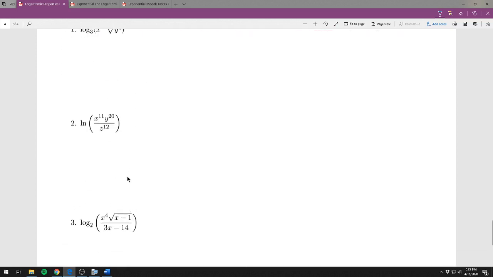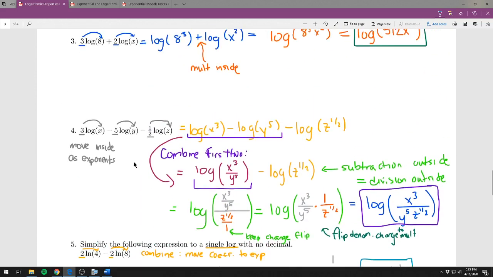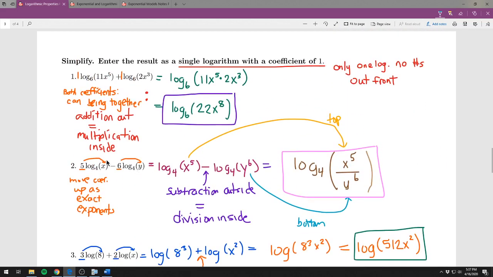We have 3 examples here. How to expand a single logarithm. So I'll just look at this first one here. Really, the process of this is the reverse of what we did before. Okay. So if we wanted to expand log base 3 of x to the 11th times the cube root of y to the 4th, the process we would take is exactly the same. I'll just go to the second one here.